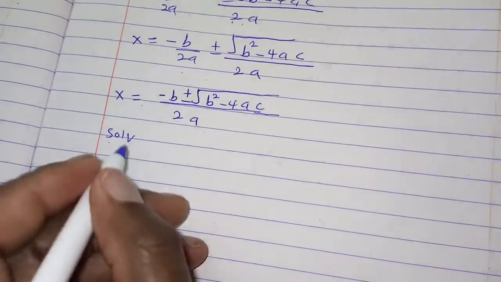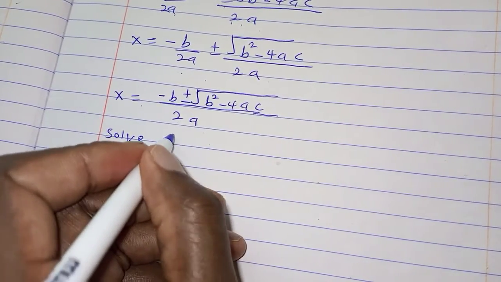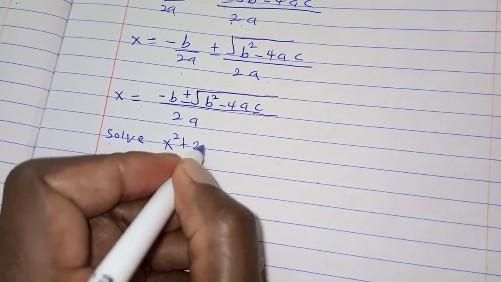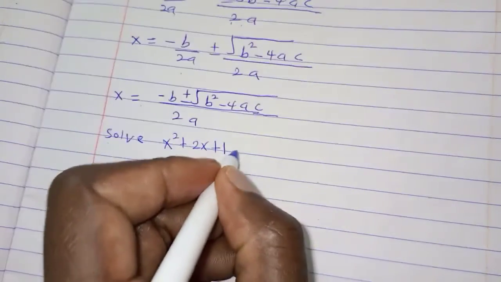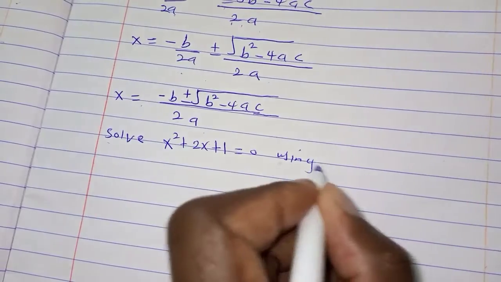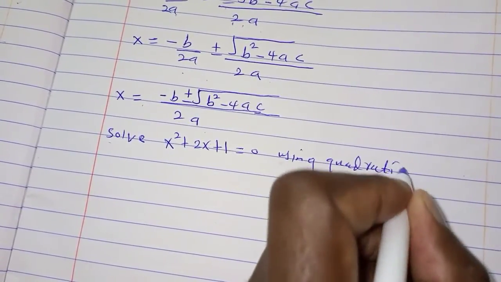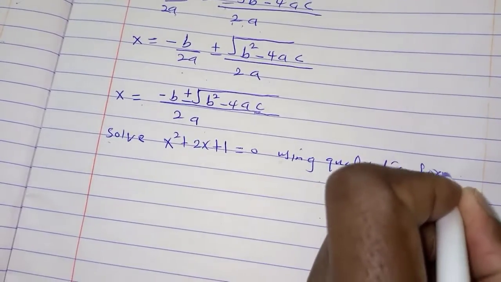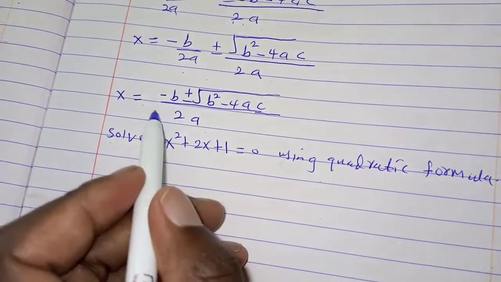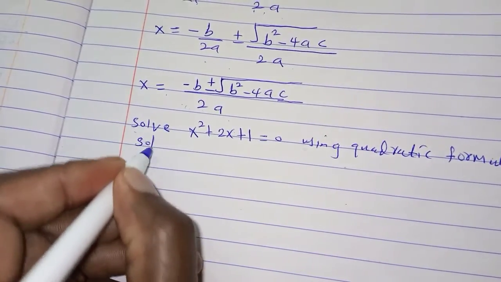For example, solve x squared plus 2x plus 1 is equal to 0 using the quadratic formula. This is what is called the quadratic formula. So, solution.